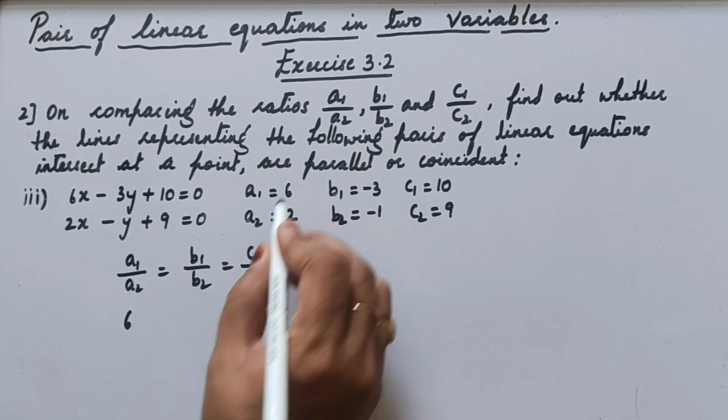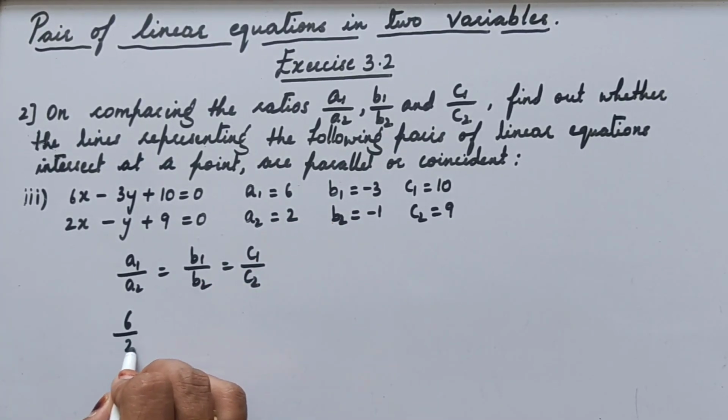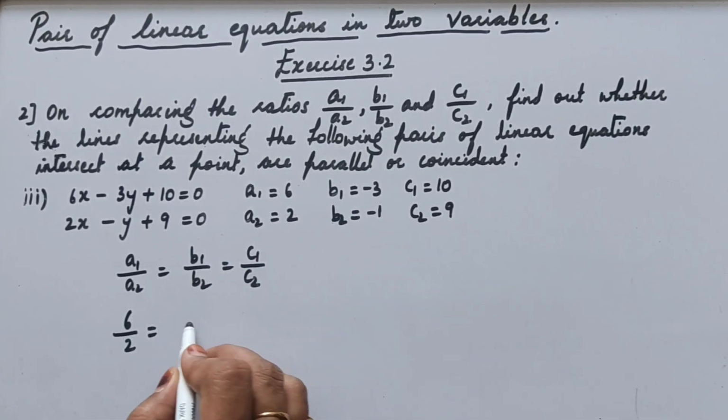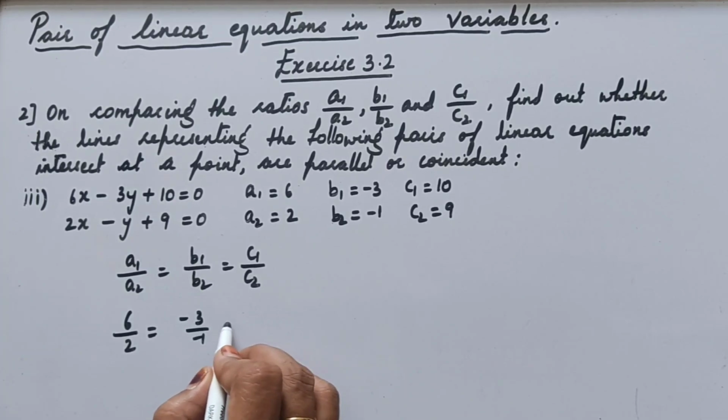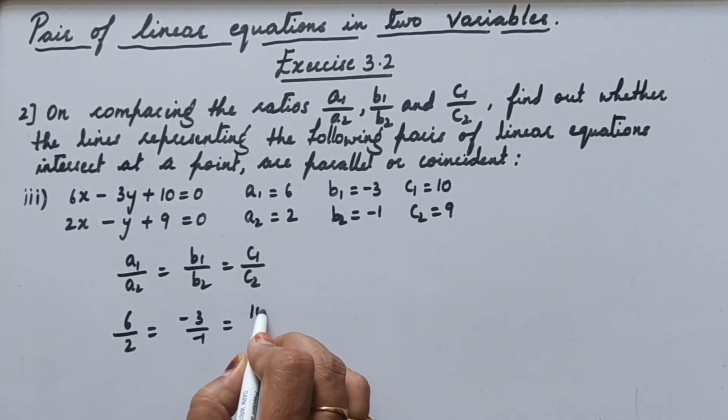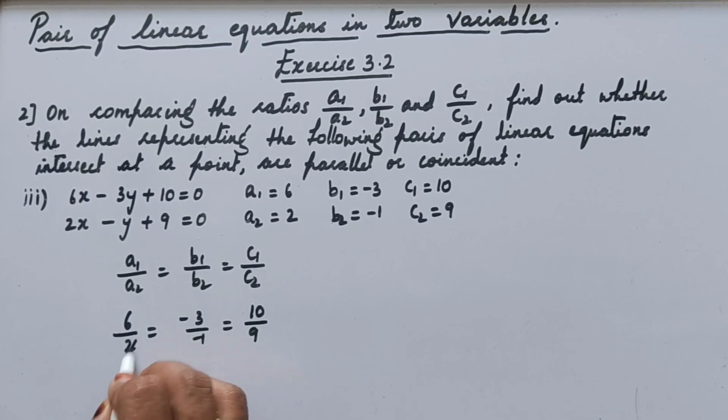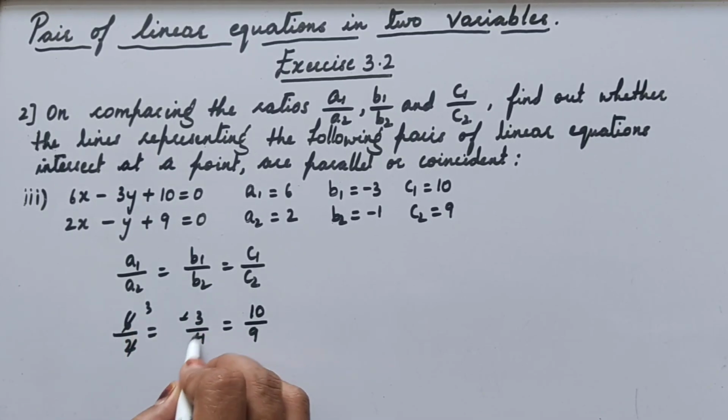Now here A1 upon A2 is 6 upon 2. B1 upon B2 is -3 upon -1. Here 10 upon 9. Okay. 2 ones are 2, 2 3s are 6. Minus gets cancelled. Here this will not get cancelled. So 3 upon 1 equal to 3 upon 1 equal to 10 upon 9.